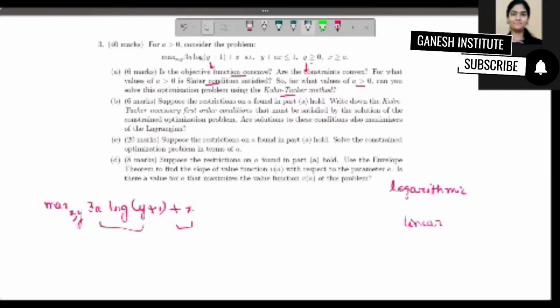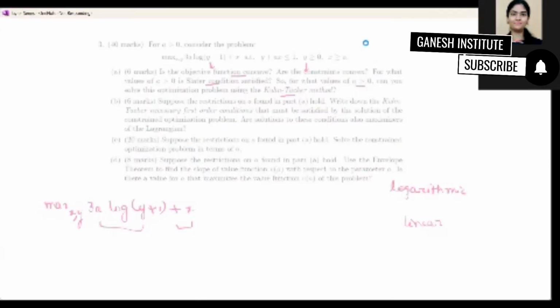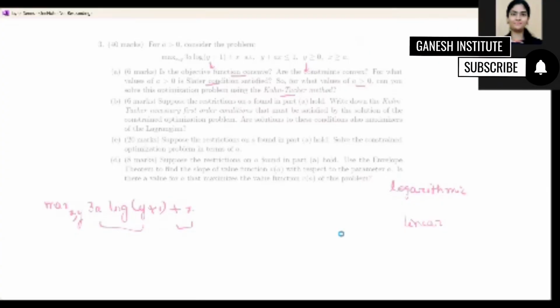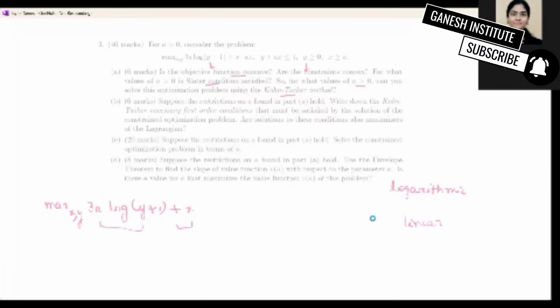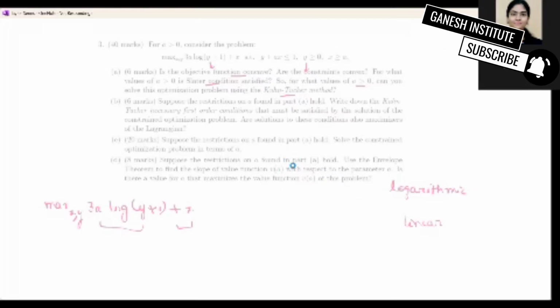I can't write. Am I audible? Yes, ma'am, you're audible. But the OneNote is not responsive. Yeah, just bear with me.